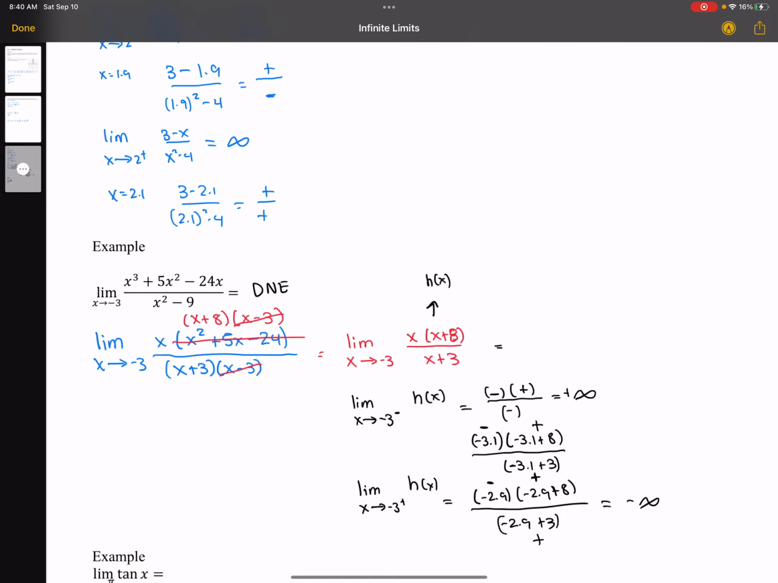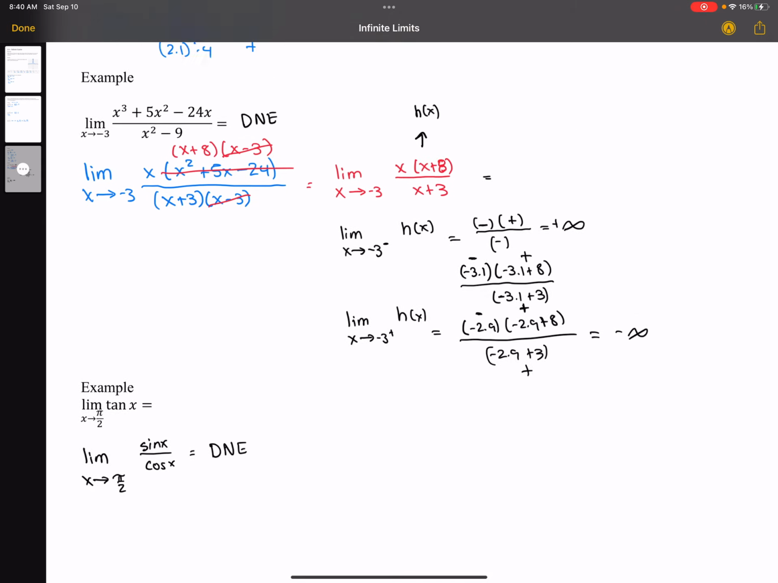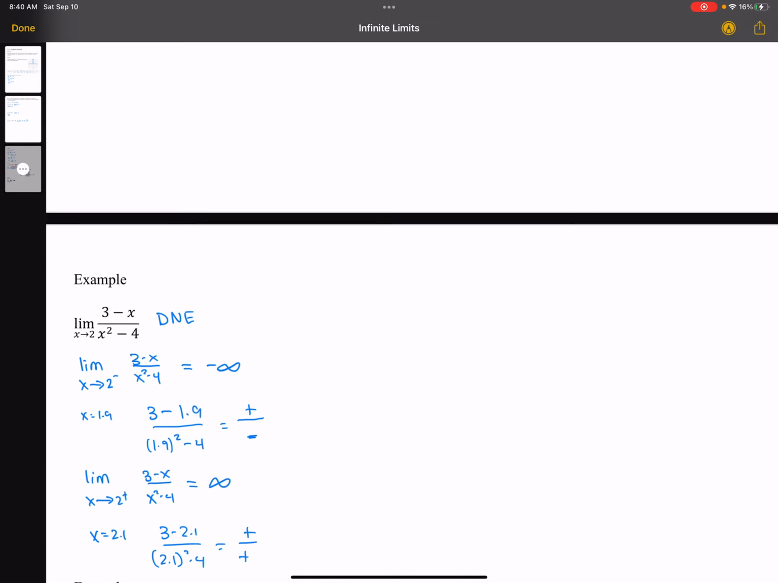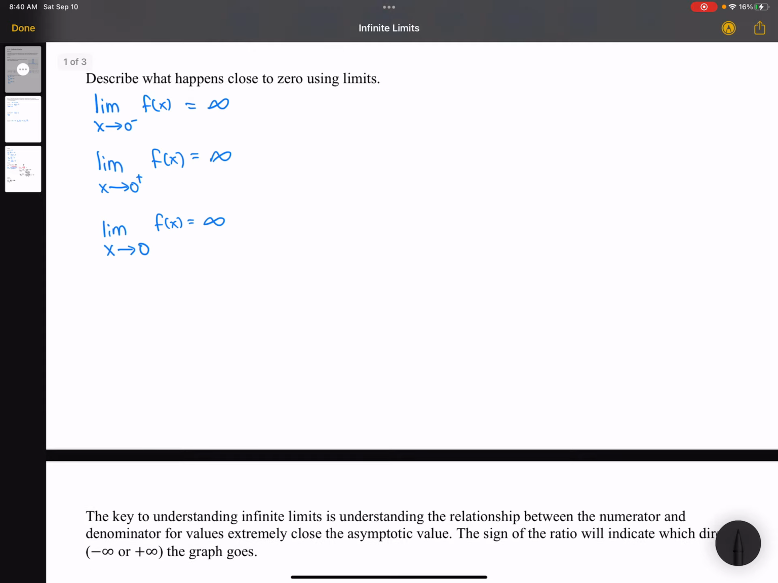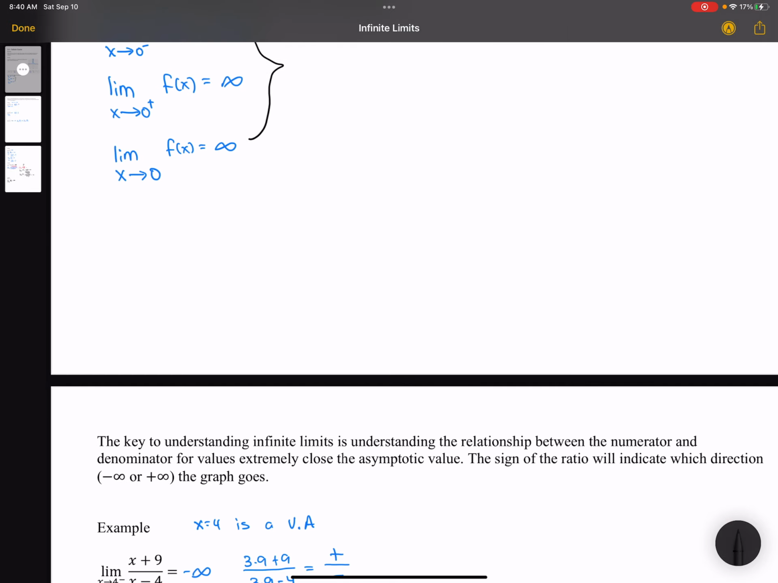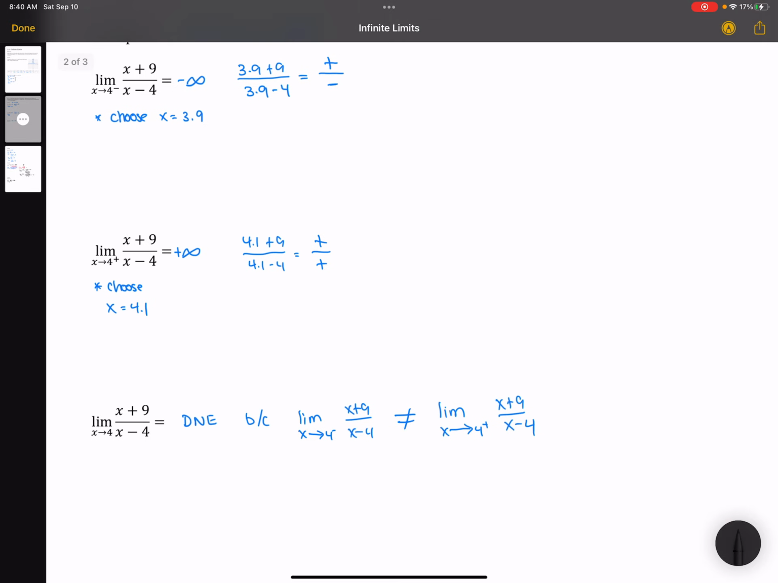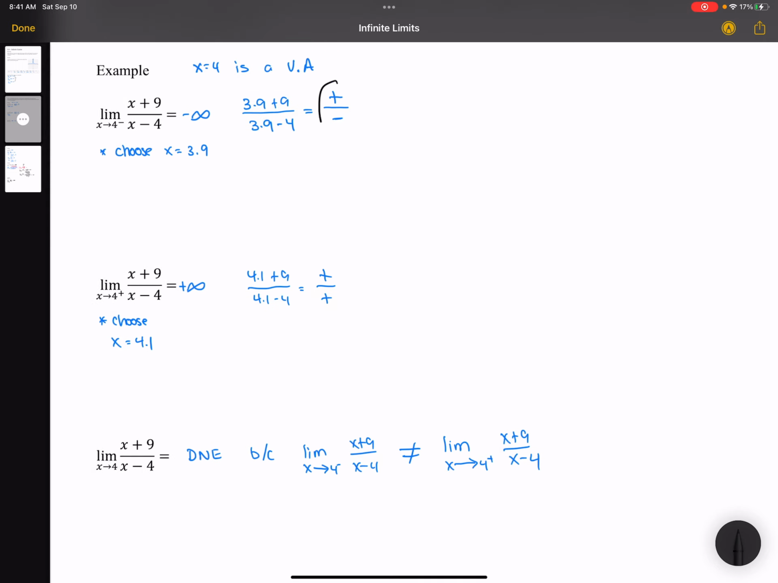So here, this limit does not exist for the same reason. The left limit doesn't equal the right limit. So again, the only time the limit is going to exist is like in the case of our first example, where we had infinities for all three. But all we have to ever do is check a value close to the limit, the asymptote, and record the sign, and that's going to be our infinity.